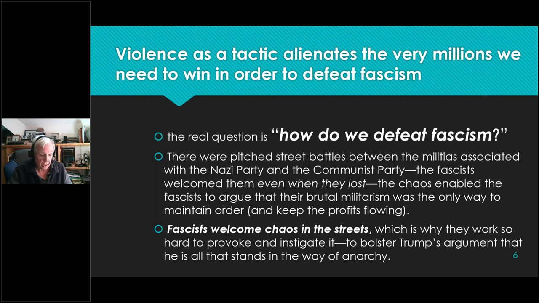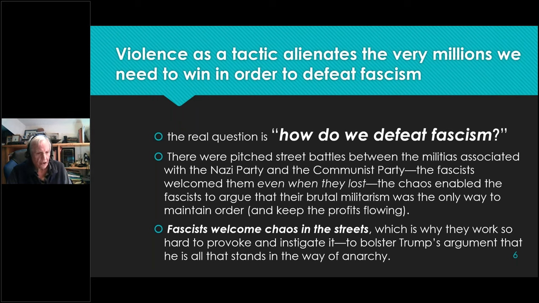If we look at the history of the fascists in both Italy and Germany, there were years of pitched street battles between the militias associated with the Nazi Party and the Communist Party. In fact, in Germany, all of the major political parties had organizations of ex-servicemen as a sort of adjunct of their parties. Those parties, notably the Nazis and the Communist Party, did engage in numerous street battles. And the fascists, in fact, welcomed them even when they lost the street battle.